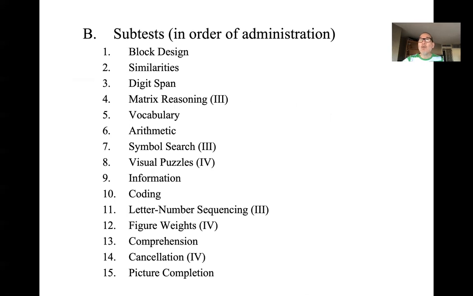Now, here's a listing of all 15 tests in the WAIS-4. Many of these actually carry over from the original WAIS, WAIS-1, and from WAIS-2. What I put in parentheses were those subtests which came about in the 3rd and now in the current version. So matrix reasoning was not in 1 and 2, but it was developed for WAIS-3, and same thing with symbol search. But visual puzzles came about in the WAIS-4.